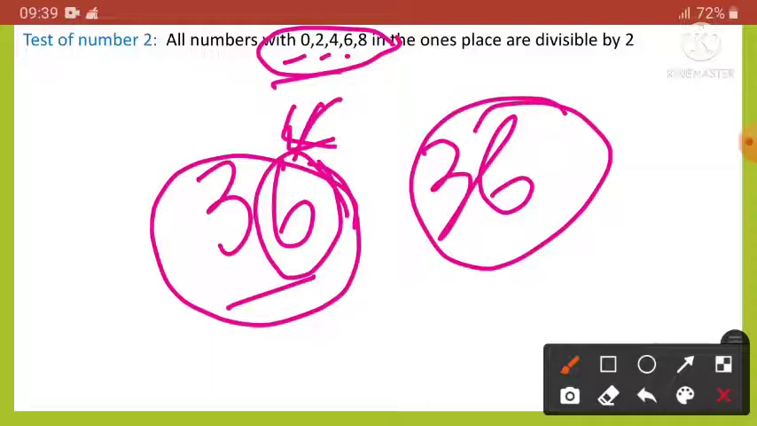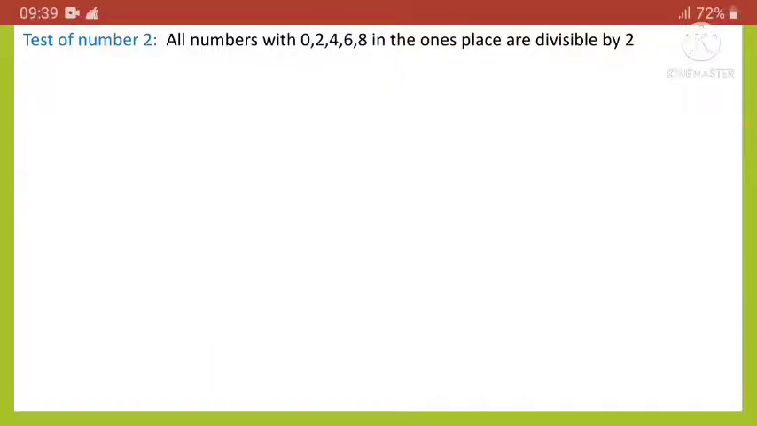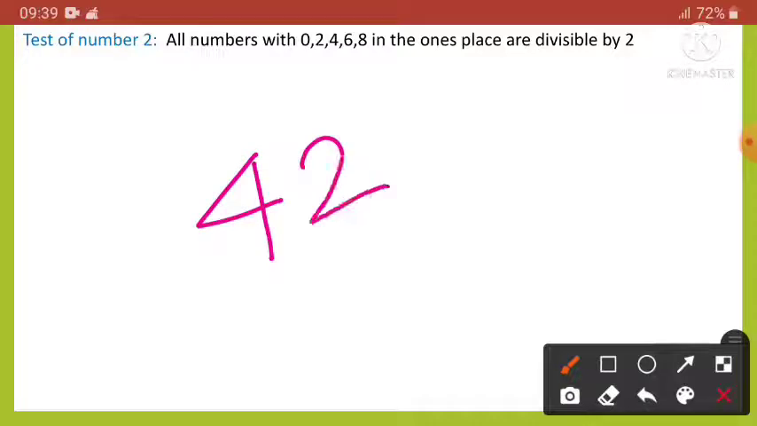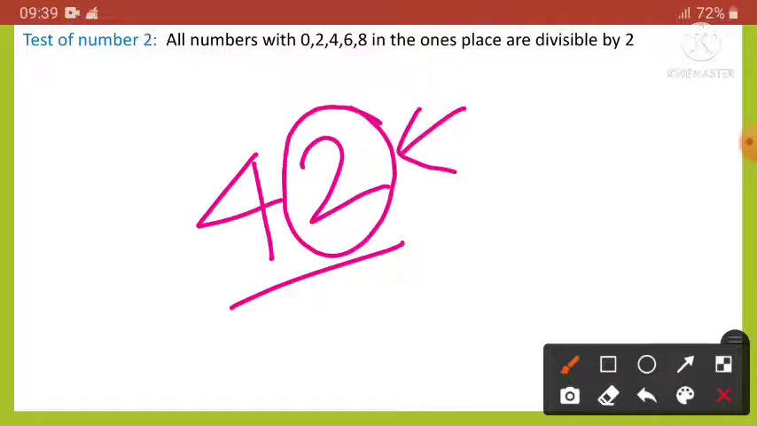If we take another, suppose I am taking 42, is it divisible by 2? Yes, because at ones place we have 2, so the number 42 is exactly divisible by 2. Got it? So we have to check the ones place. If in the ones place we have 0, 2, 4, 6, 8, then we can say that the number is divisible by 2. So it is the divisibility test of the number 2.